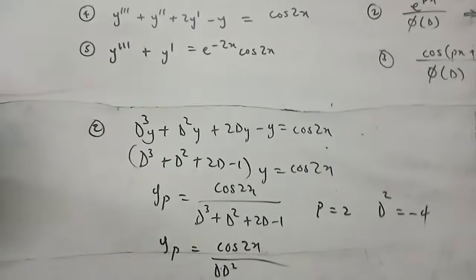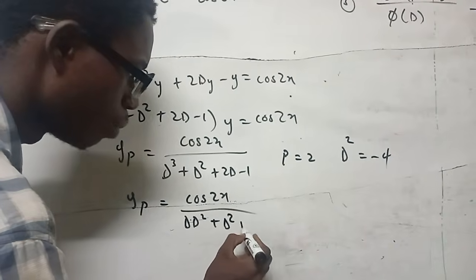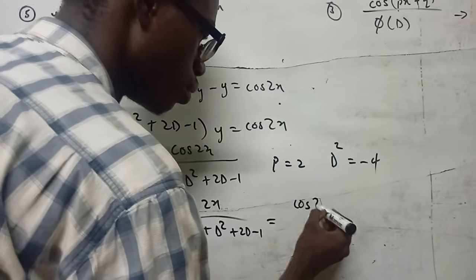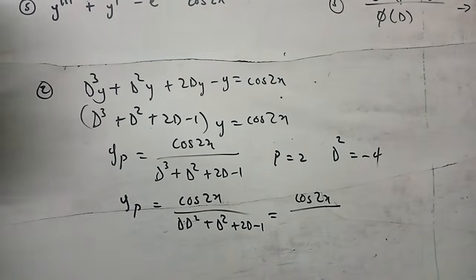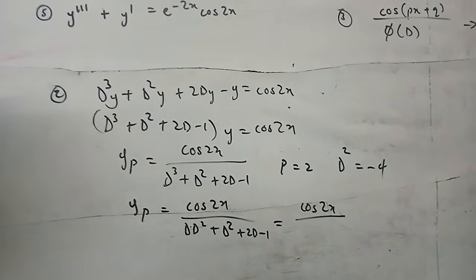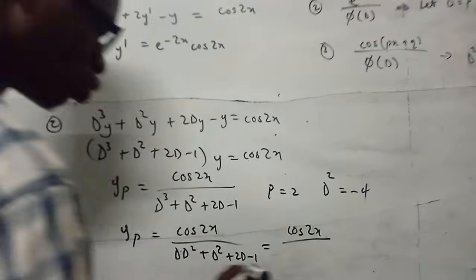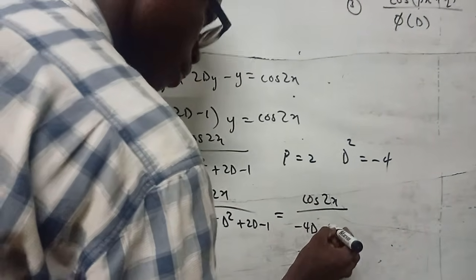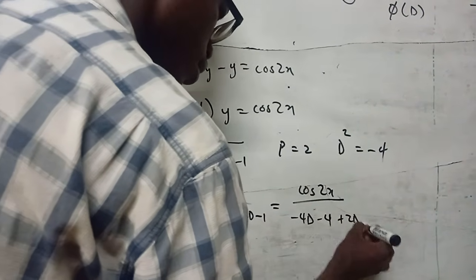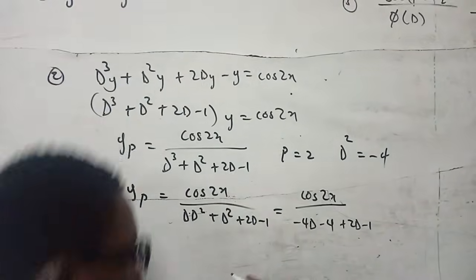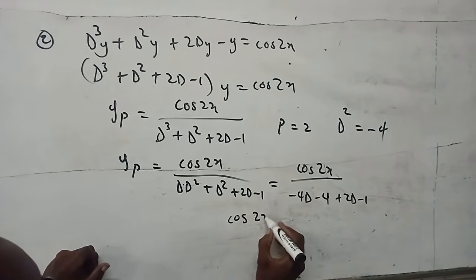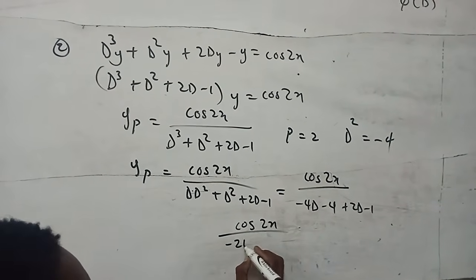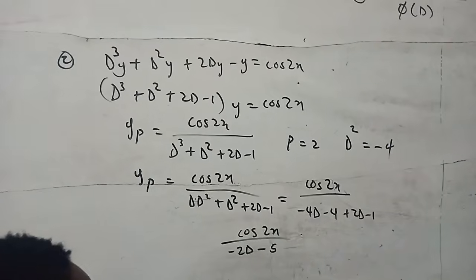D times d squared is d cubed plus d squared plus 2d minus 1, which equals cos 2x over... now the transformation is going to come in. D squared, anywhere you see d squared, make sure you write minus 4. So we have minus 4d plus, now this d squared, which is minus 4, plus 2d minus 1. So this is going to give us something like cos 2x over minus 4 plus 2. We have minus 2d minus 4 minus 1, minus 5.